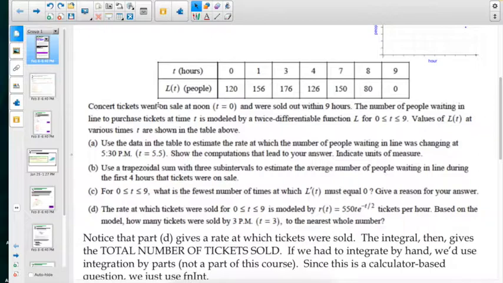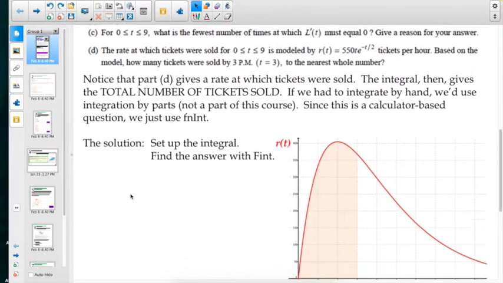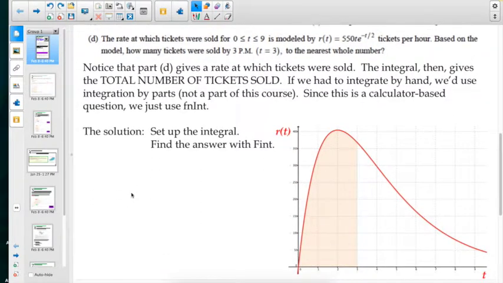Okay. So the tricky thing is that, and you don't have to come up with a graph, I just put the graph there just to show you graphically what's happening. If you graphed that function, it would look like that. Notice that they're not asking you to show how many tickets sold over the entire 9-hour interval. They're asking you to only do the 3-hour interval. Okay, so after you do your fnInt on your calculator, what do you have?